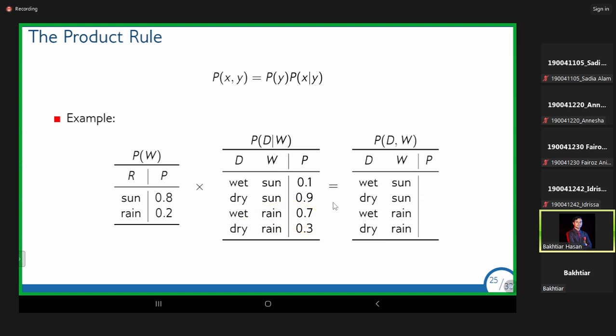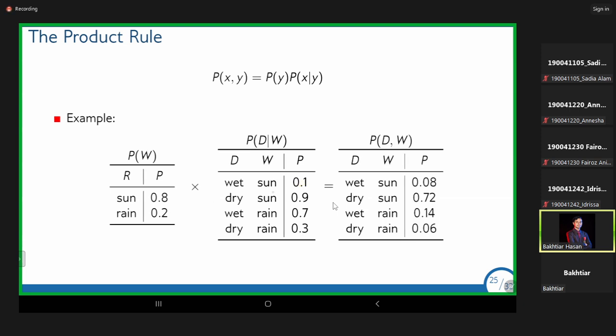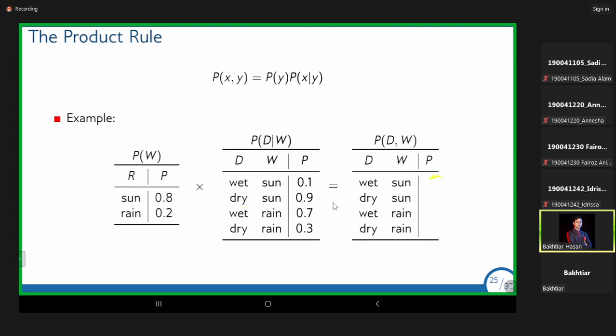The first one has the condition that the weather is sunny, and the second one has the condition that the weather is rainy. So they are a family of conditional distributions on the weather. If I want to calculate the joint distribution, we can use the product rule here. Let's say we want to find the probability of wet and sunny. We have the sunny weather here, and we have wet given sunny here. If we multiply these two, we get the probability of wet and sunny.